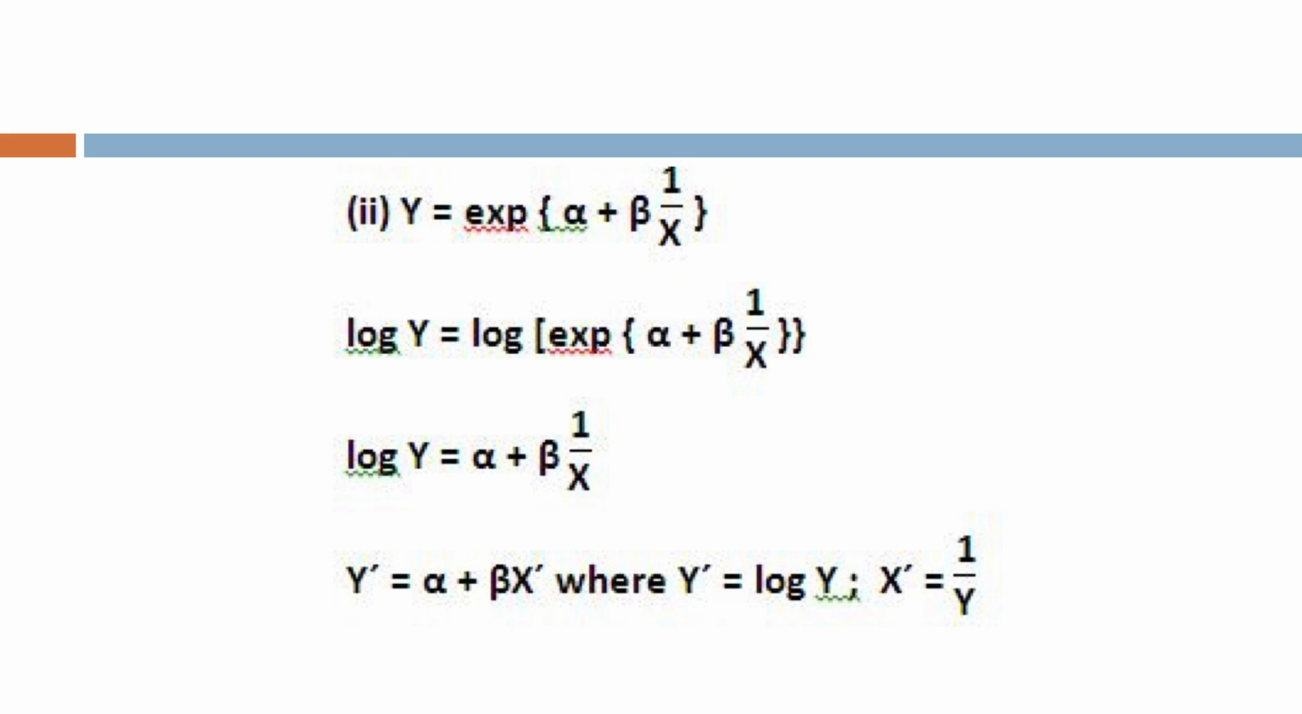Similarly, take another case. Here y is equal to exponential of alpha plus beta 1 by x. In this case, if you take log both sides, it becomes log y is equal to log of exponential alpha plus beta 1 by x. This can be reduced to log y is equal to alpha plus beta 1 by x. Here in this case, this can be written as y dash is equal to alpha plus beta x dash, where y dash is equal to log y and x dash is equal to 1 by x.